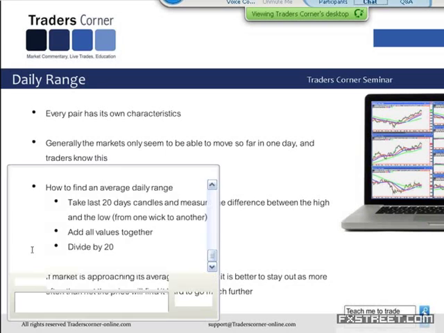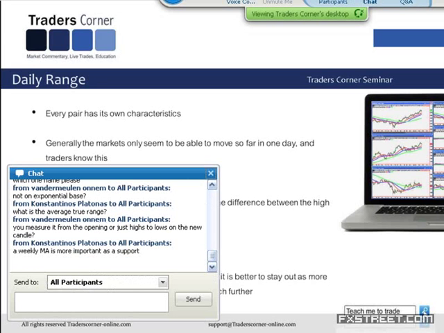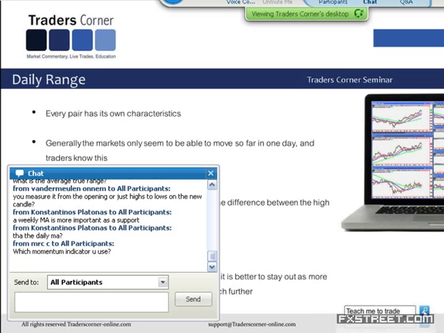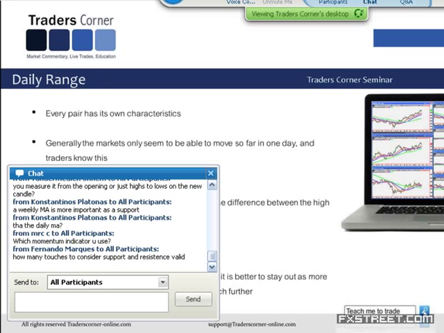From high to low, Van der Meulen. Yeah, weekly, obviously the longer term time frames are always going to be the more important levels. I don't use a momentum indicator, Miss C. I use the charts and price.